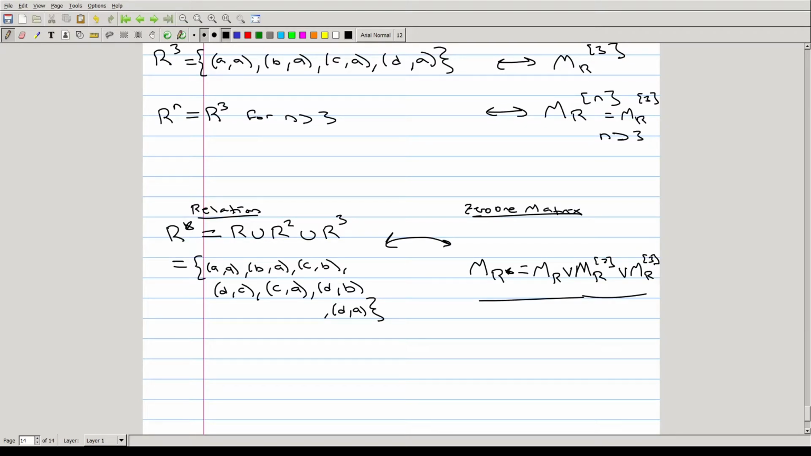Nevertheless, this is a very, very good example for explaining what we'll be doing a little bit later on, which is forming what's called the transitive closure of a given relation. Before we do that, I want to touch on a couple more examples related to the join and meet.